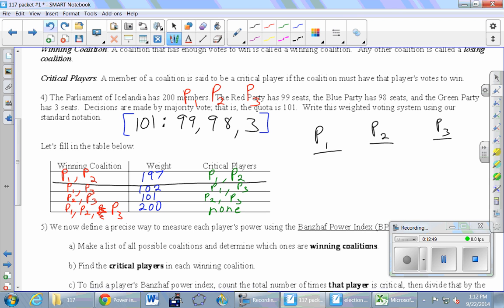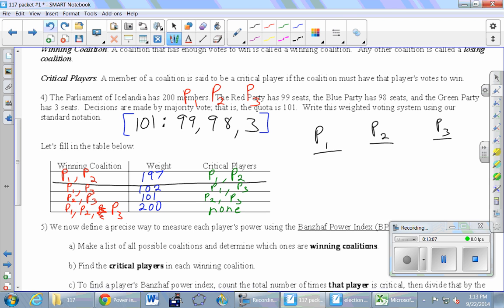Yeah, and that's true for any of these pairs. If you have 2 people opposed, then the third person is going to swing it one way or the other. It doesn't matter whether that third person is the apparently powerful red party or the apparently puny green party. They're going to be the decider. Good.